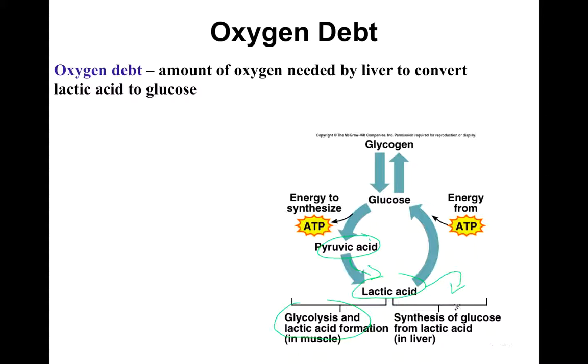Okay, but it needs oxygen to do that. So once we catch our breath, so let's say we have to sprint, run away from something, we make a lot of lactic acid, we can convert that lactic acid back to glucose in the liver. Oxygen debt is how much oxygen we're going to need to do that.